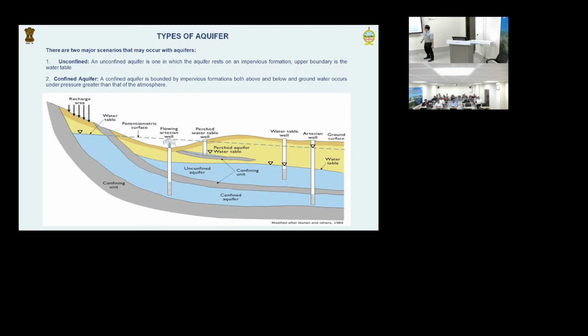When there is an impermeable strata overlying and underlying the aquifer zone, we call that a confined aquifer.